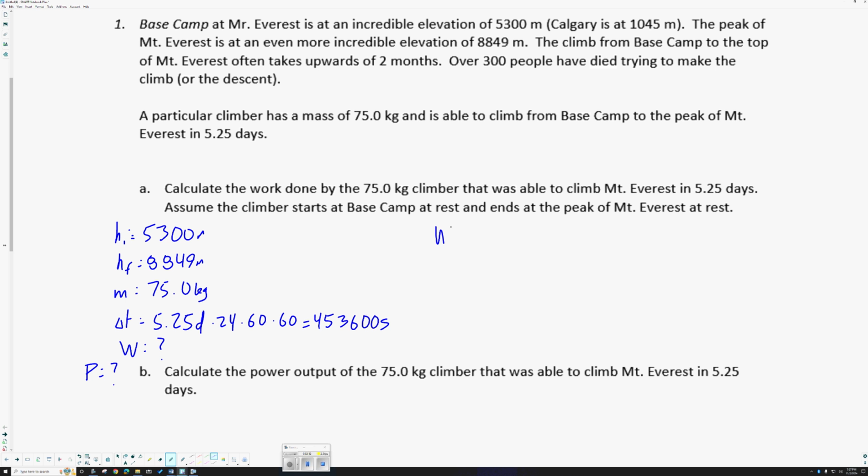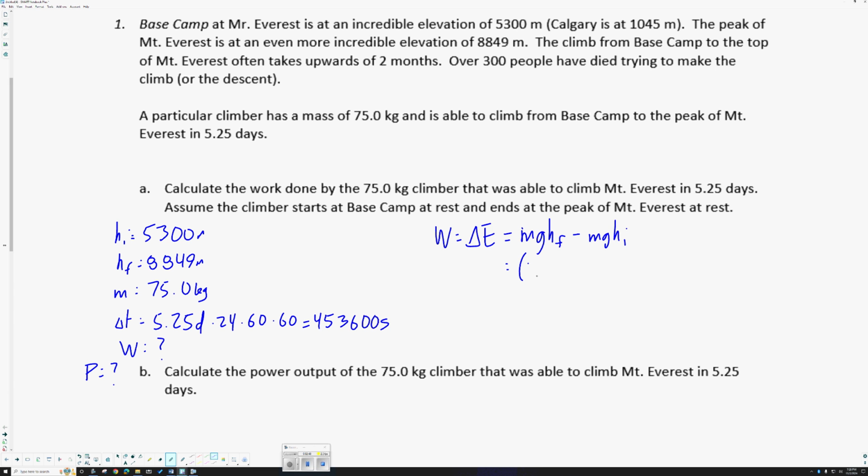Now, just like our practice quiz yesterday, we're allowed to try F times D. I don't think it's going to be very useful here because I don't see a D or an F. The alternative to that is to say W is equal to delta E, the work energy theorem, the final energy minus the initial energy. In this case, the final energy of this climber isn't kinetic, like it was in the practice quiz yesterday. The final energy is potential energy, gravitational potential at the top of Mount Everest. Even at the base camp, this climber has potential energy. The initial energy is also potential.